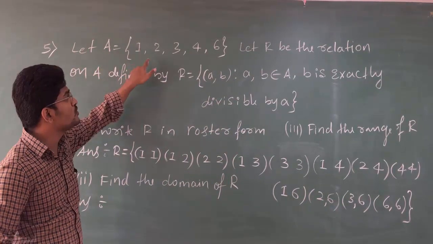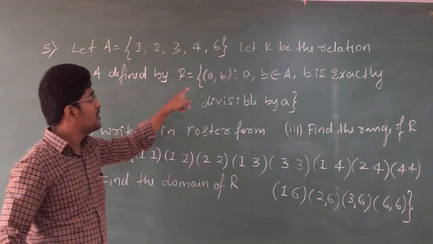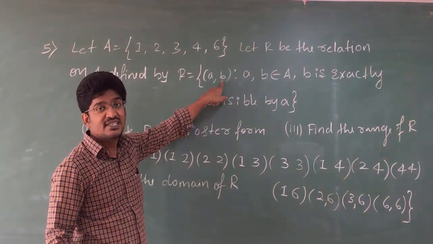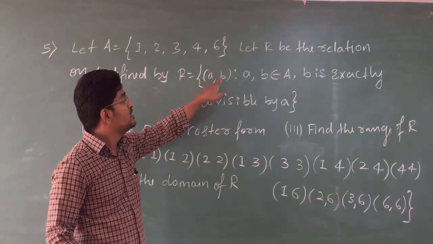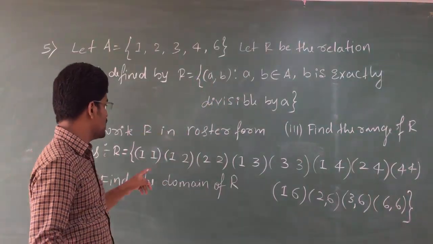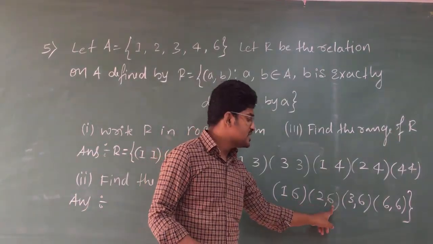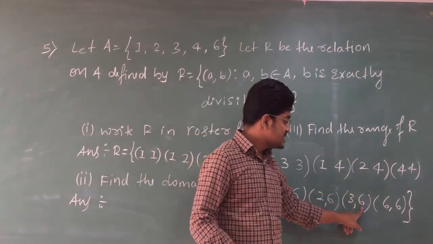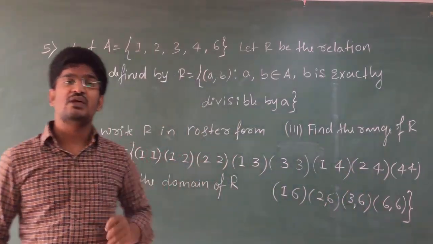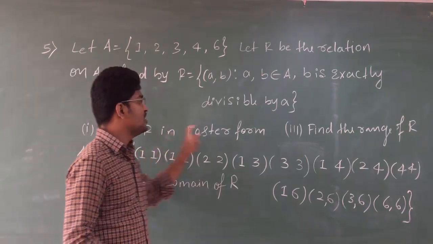That is, let A be the set of 1, 2, 3, 4, 6. Let R be the relation defined by b is exactly divisible by a. That means the number b has to be divided by the first element, that is a. For example, you can see here, take 6. 6 is divisible by 1. 6 is divisible by 2. 6 is divisible by 3. 6 is divisible by 6. That kind of elements you have to select in the question number 1. That is, write R in the roster form.